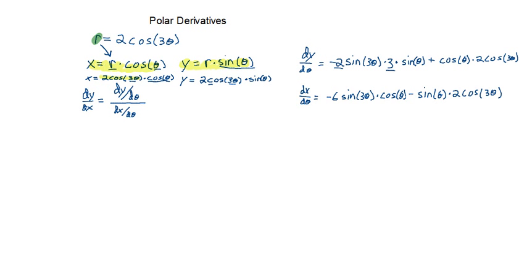So now we know dy d theta, we know dx d theta. All we have to do is put it in one big fraction to get our actual derivative. So dy over dx is going to equal, let's see, I'll multiply them this time. So I have negative 6 sine of 3 theta times sine of theta, plus, and this time I'm going to put the 2 cosine 3 theta first, 2 cosine of 3 theta times cosine of theta.